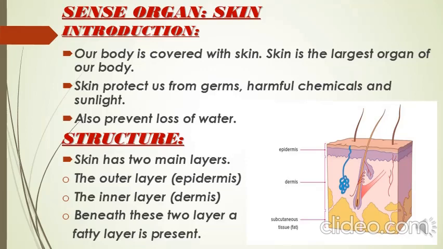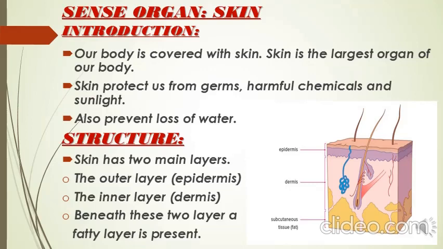Your skin actually performs different types of functions. Number 1, the skin stops germs and harmful chemicals from getting into the body. Number 2, it also provides protection against sunlight. And number 3, it also prevents the loss of water from the body.